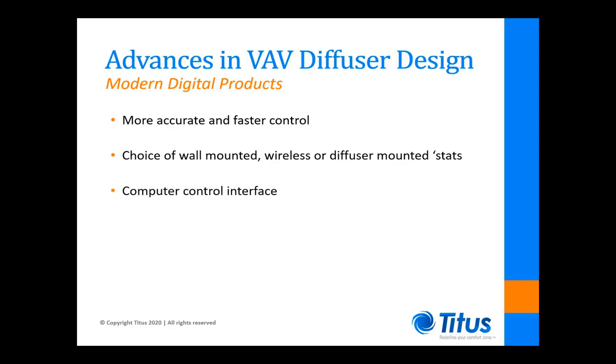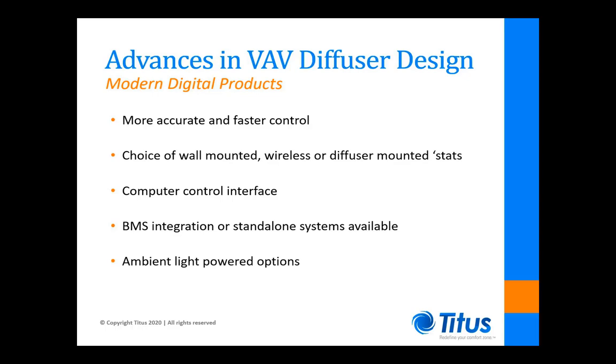The more sophisticated systems feature computer-controlled interfaces with full BMS integration, which can be used to set up the system and make room set point adjustments remotely, just like a modern conventional VAV system. And some of the latest VAV diffuser designs are powered by ambient light, so do not even require external power cabling.